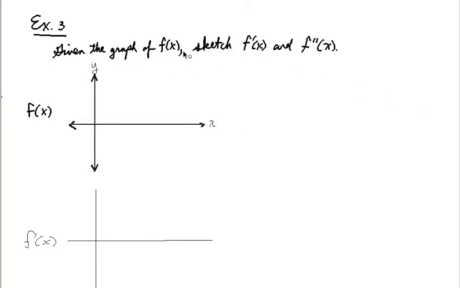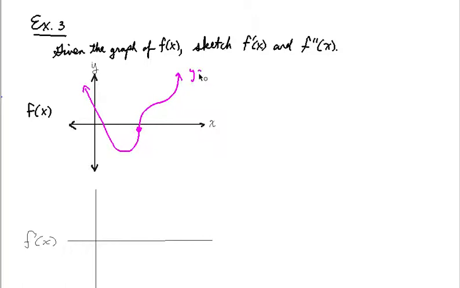Given the graph of f of x, sketch f prime of x and f double prime of x. Okay, well obviously here I haven't shown you the graph of f of x, so let's go ahead and graph that. All right, let's graph this and let's make it look like that. Okay, so this looks pretty similar to what we did in our previous one, but let's just try it here. Okay, so here's the graph of f of x.